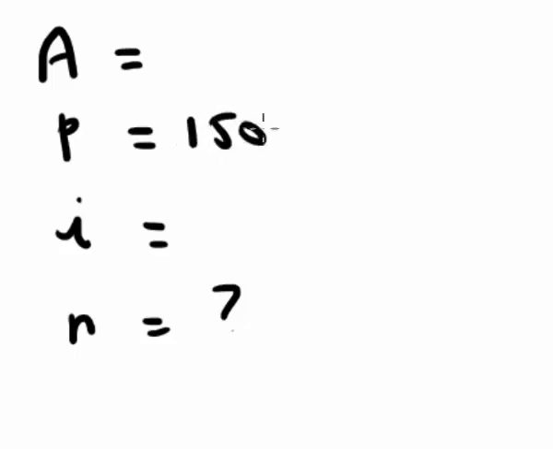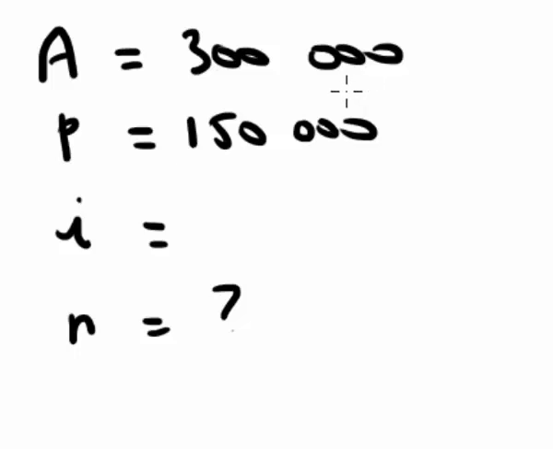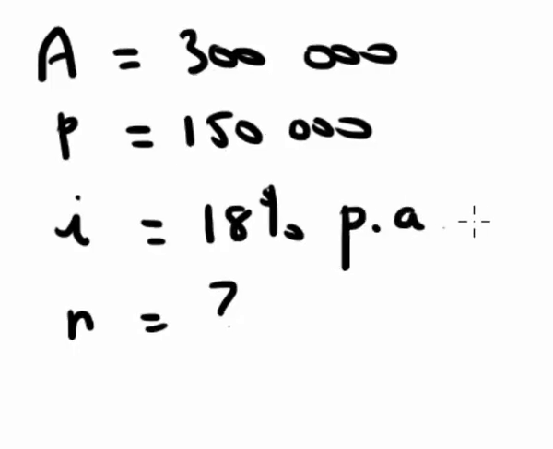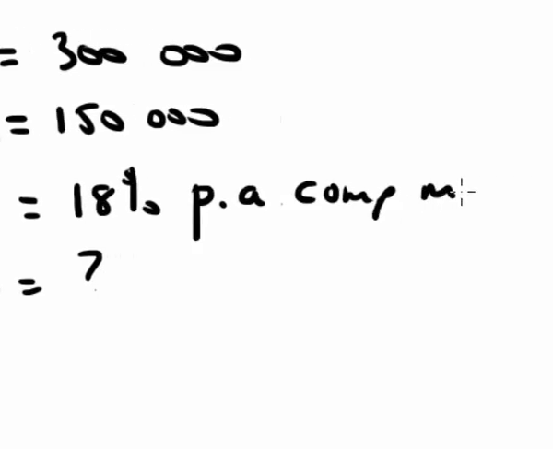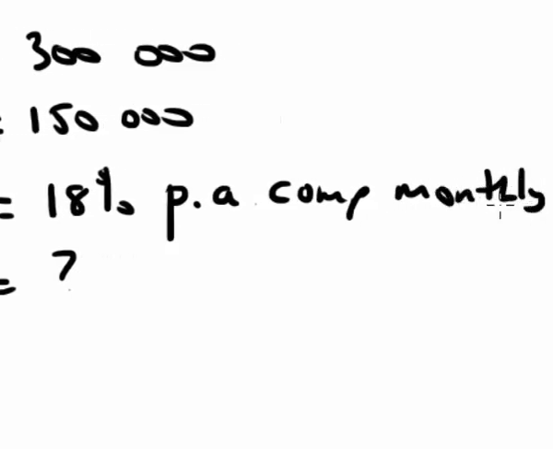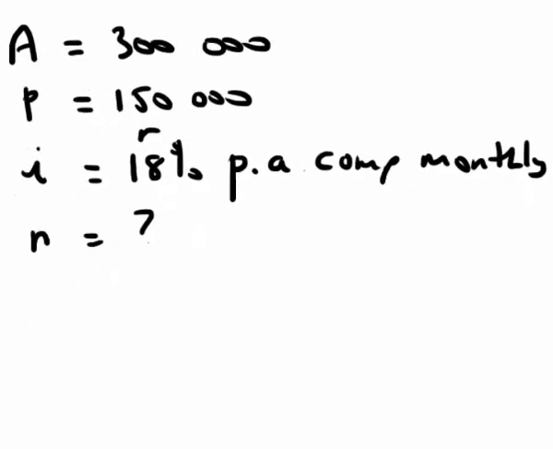Now careful. It says there, how long will it take an amount of 150,000 to double? Okay, so we're going to double this again. If the interest rate is, now careful, it's 18% per annum compounded monthly. Okay, now be very careful with this. Remember, this is your R at the moment, but how do we get the i? So let's just write this down.